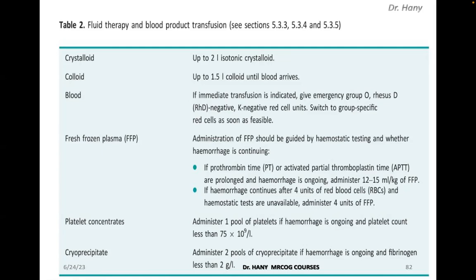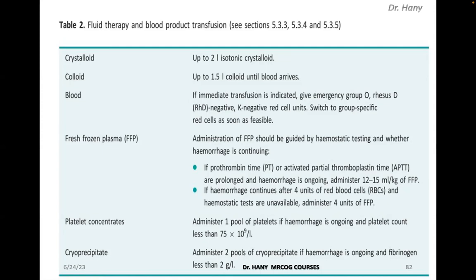The hematology result does not yet appear. The blood bank result does not yet appear. I don't have a result. So 4-4, 6-6, 8-8. When I have a result and the ratio is 1.5 times the mean, give 12 to 15. More than this, more than 15, to restore the patient. Platelets less than 75: 1 pool of platelets, not 1 unit. Fibrinogen less than 2: give 2 pools of cryoprecipitate. Any questions here?